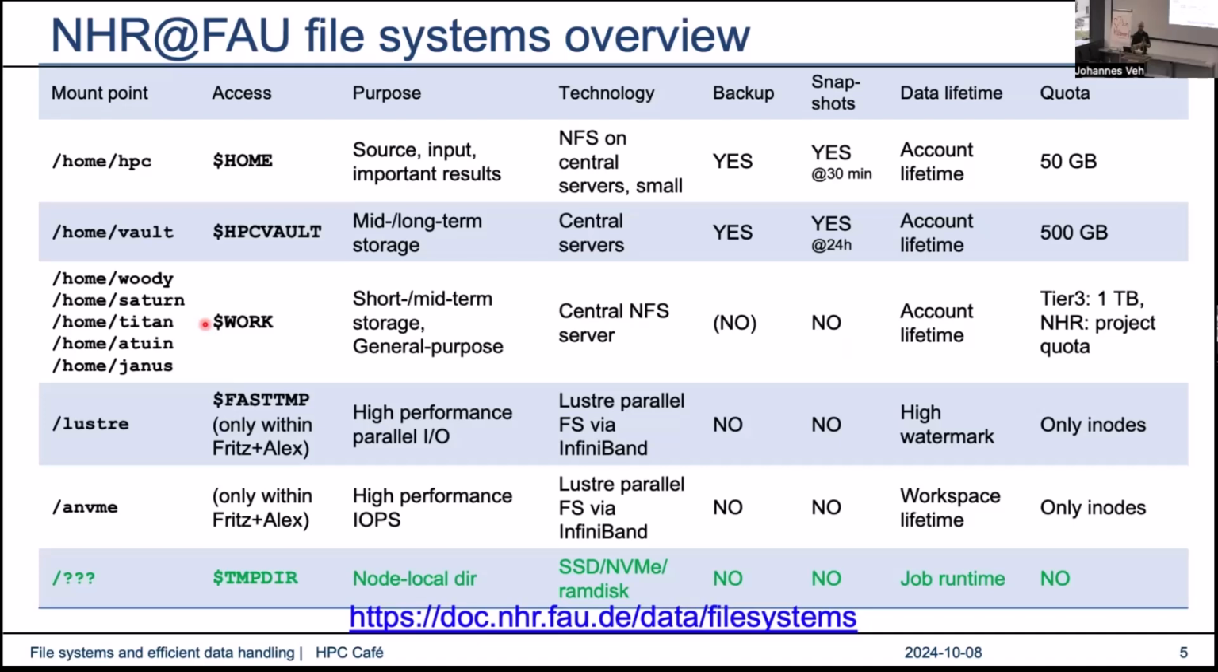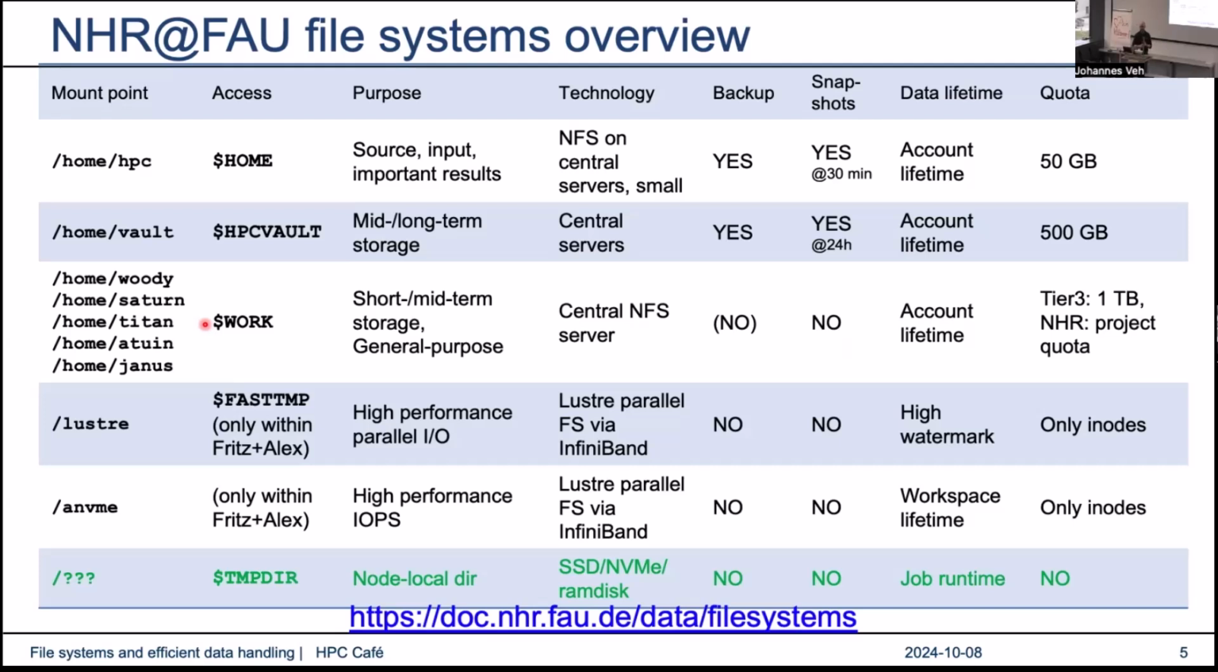You have an even higher quota. So for tier 3 accounts, it's 1 terabyte. And for NHR projects, it's a project quota, so not a single user quota as in all the other cases. And this quota varies depending on your application. Okay, and all these systems I talked about so far are made of HDDs. So they are somewhat slowish, but cheap. This is why we buy them.